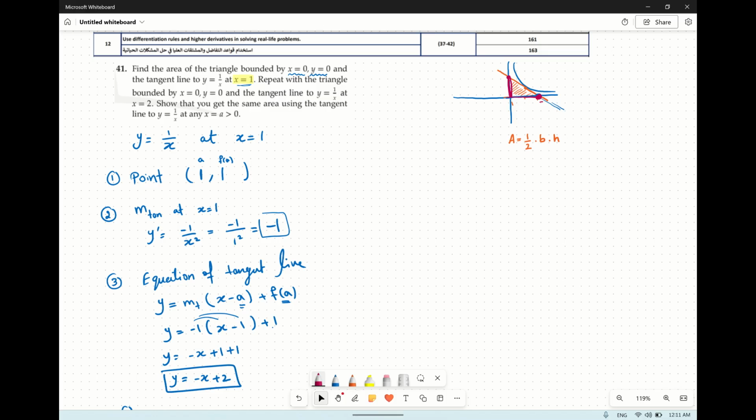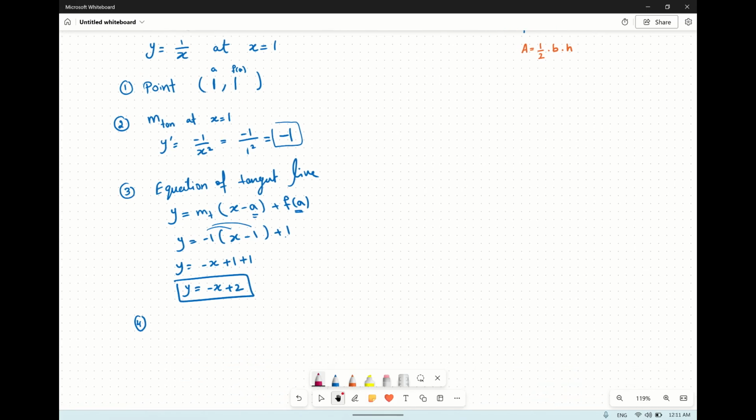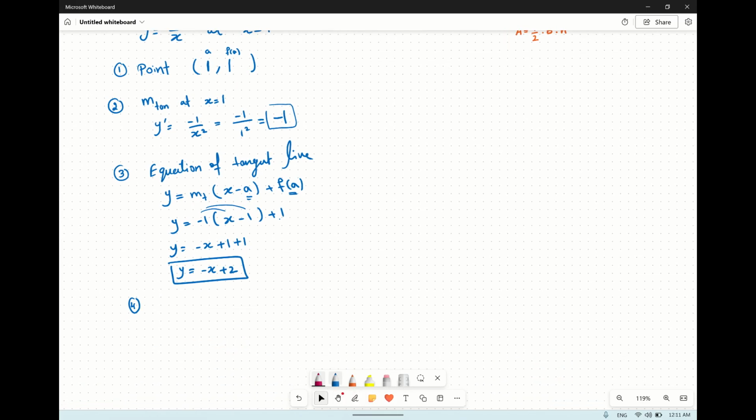How will I find these points? Well, these points are the x and the y intercept. So in order to find these points, all you are going to do is open 2 brackets. One time you will substitute x equals 0, one time you will substitute y equals 0. So look here, if I substitute x equals 0, I will end up with y equal minus 0 plus 2, which is just 2.